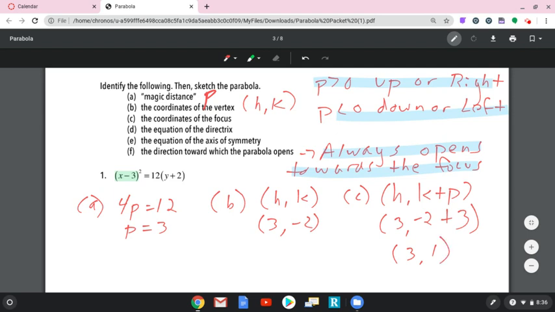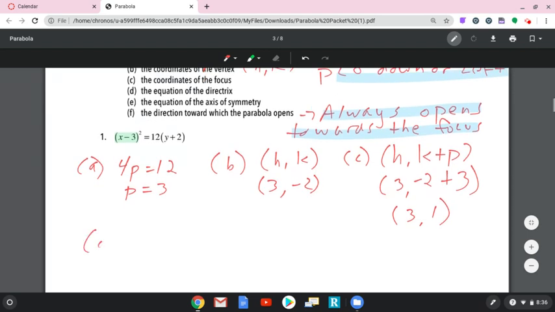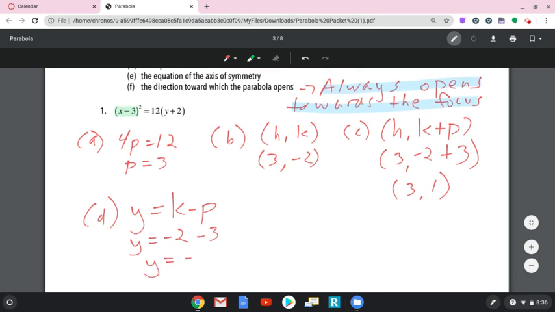That is my focus. Now look at the equation for your directrix. Your directrix equation was Y equals K minus P. So let's see. Y equals K, which is negative 2, minus P, which is 3. So my directrix is Y equals negative 5. That's part D. The axis of symmetry. If it is going up and down, what will the axis of symmetry be equivalent to? It will be equivalent to X equals H. So in this case, X equals H. What is H? X equals 3.